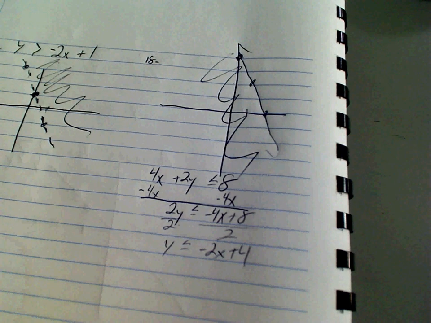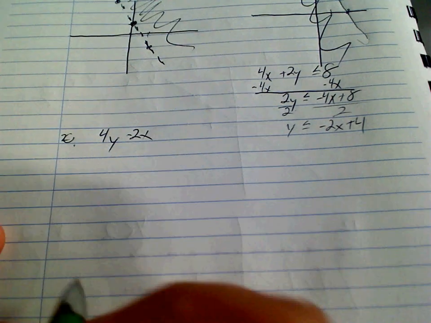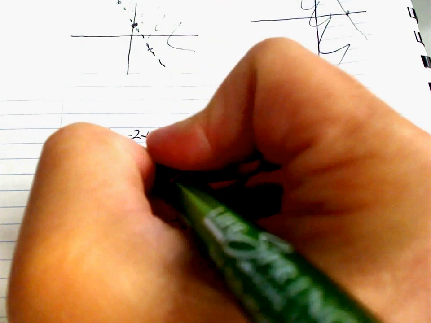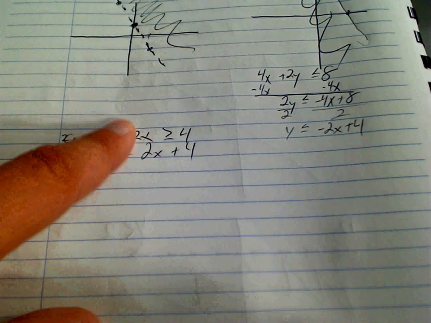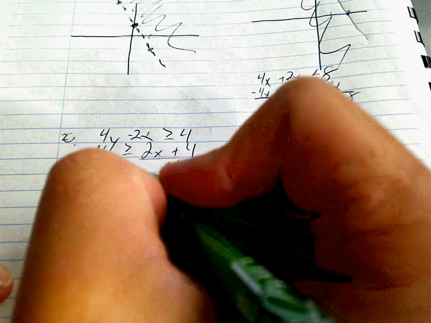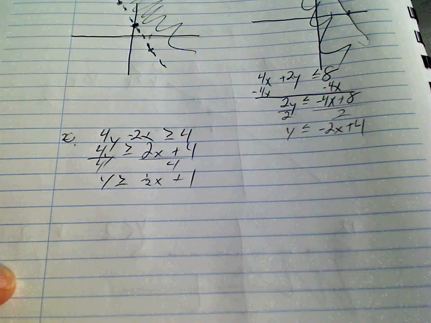20 is another 4y minus 2x. There we go. 20 is now on the screen. 4y minus 2x greater than or equal to 4. Move the x over. 4y greater than or equal to 2x plus 4. I added it over there. I didn't show you that step. I'm sorry. Divide the 4 to both sides. y would be greater than or equal to 1/2 x plus 1. 4 over 4 is 1. 2 over 4 is 1/2.